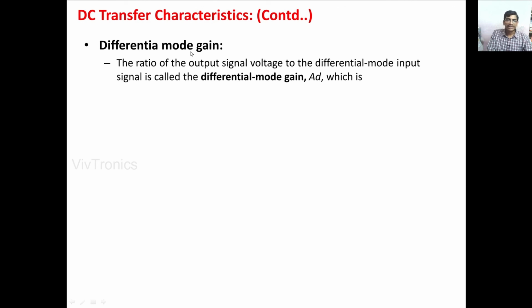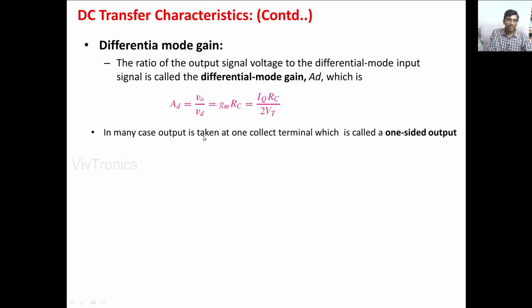Now we are going to derive the differential mode gain. The ratio of output signal voltage to the differential mode input signal is called the differential mode gain, which can be given as A suffix D, where D represents differential and A represents the gain. AD is equal to V0 divided by VD, which is equal to GM into RC. We know the GM value from the last derivation: GM is equal to IQ by 2 VT. Therefore, IQ by 2 VT into RC is the differential mode gain.